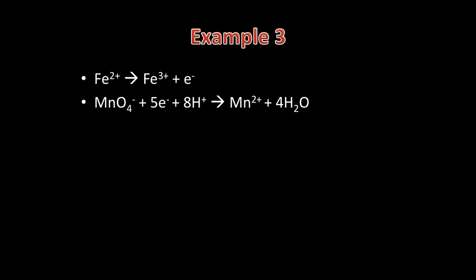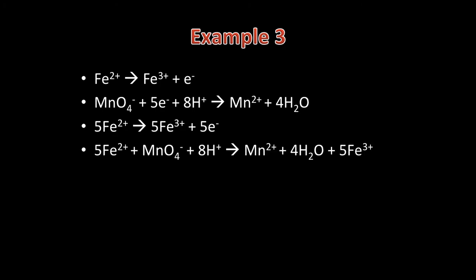Finally, balancing the electrons, cancelling and combining. We need to multiply the iron equation by 5 so that there are 5 electrons on each side. Combining these equations gives the overall reaction as shown on the slide.